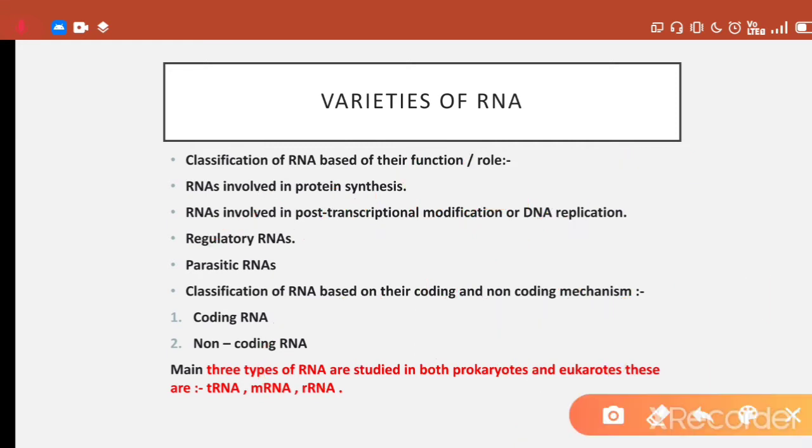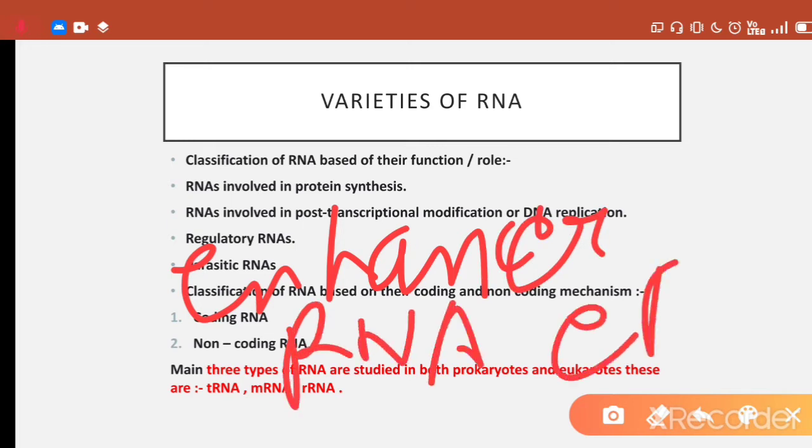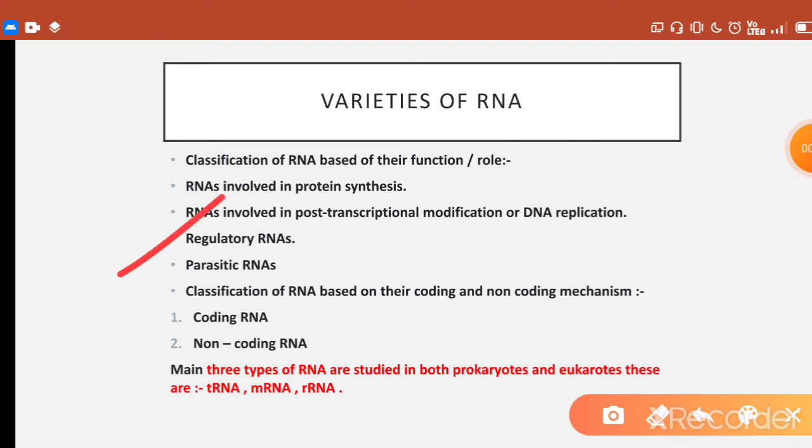And another example of regulatory RNA is enhancer RNA, that is eRNA, which plays a role in gene regulation. So this was all about regulatory RNAs. Now come to our next point, that is parasitic RNA. Parasitic RNA resides as a parasite in a host organism genome. For example, we studied about transposons.